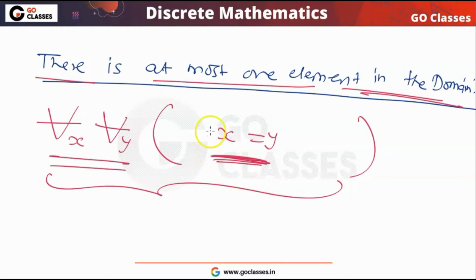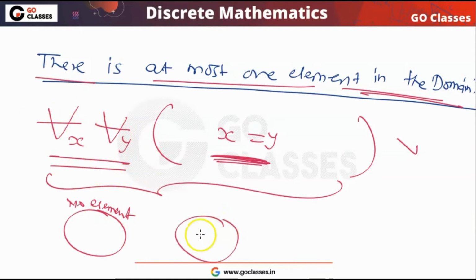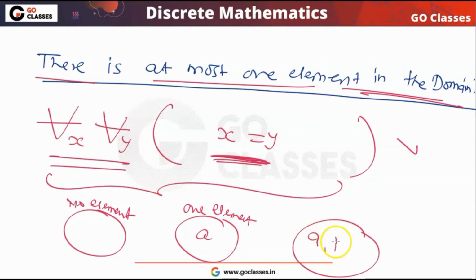Okay, now you can notice this mathematical expression is true when there is no element. When the domain is empty, the universal quantifier becomes true. And when there is only one element, in that scenario also this expression becomes true. And when there are two elements, or more than one element, in that scenario this mathematical expression becomes false.